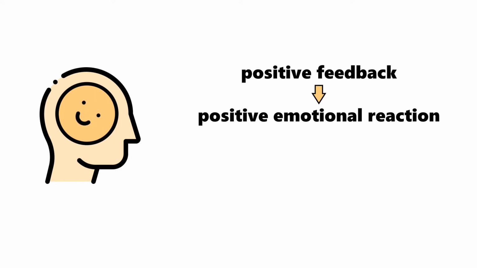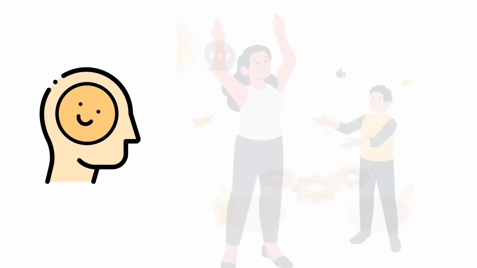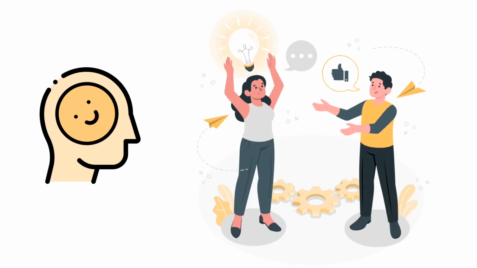When the limbic system produces positive emotions, prefrontal activity is heightened and drives enhanced mental functions, such as creative thinking and cognitive flexibility. Positive feedback often causes a positive emotional reaction, which has been associated with increased motivation. When we are feeling upbeat and happy, we are more likely to perform better on cognitively demanding tasks.